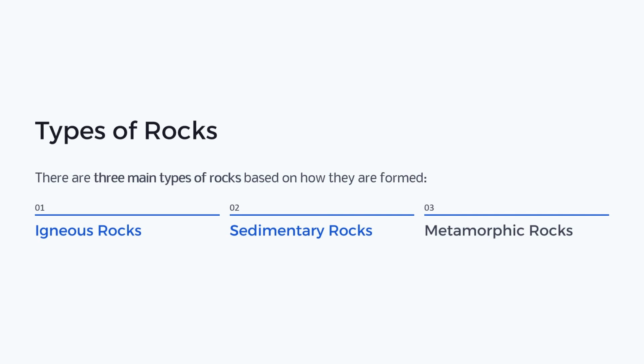Now we will see the types of rocks. How many main types of rocks are there? Yes, students, there are mainly three types of rocks. The first one, which we are going to study today, is igneous rock, the second one is sedimentary rock, and the third one is metamorphic rock.